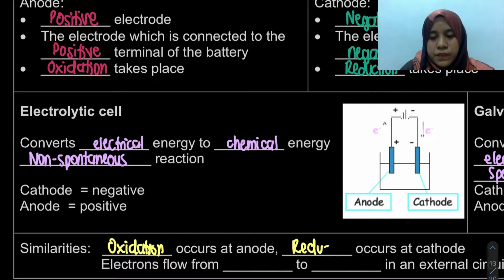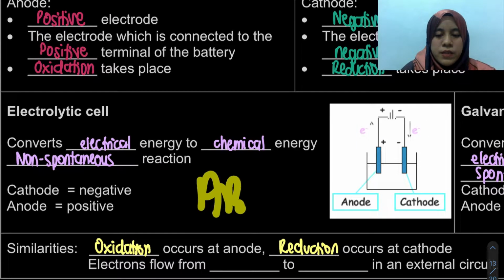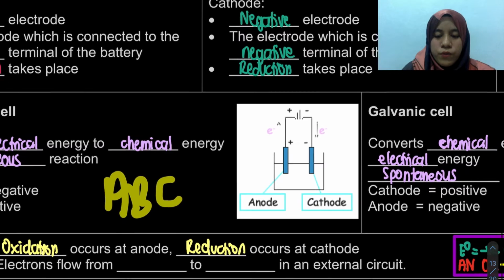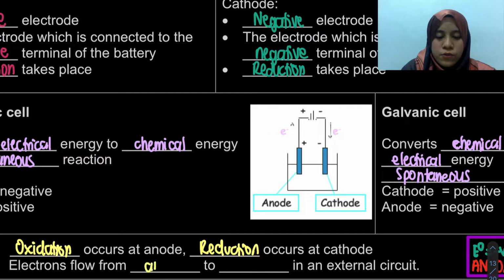Anode, red cat. Okay, and then the electrons will flow based on the A, B, C. Electrons will flow from anode to cathode. Okay, so that is the introduction.